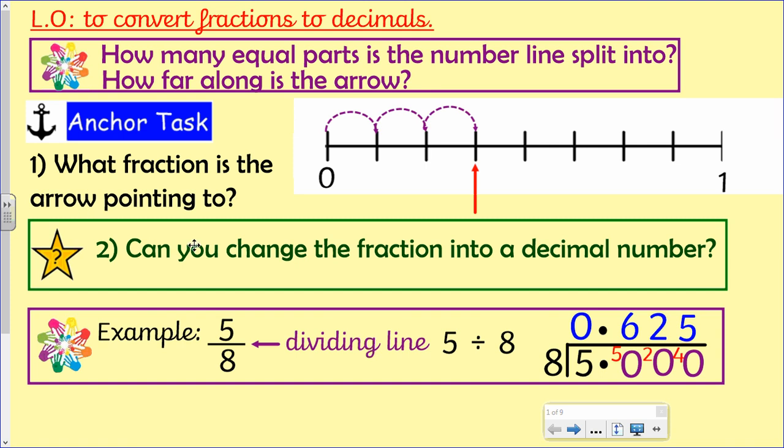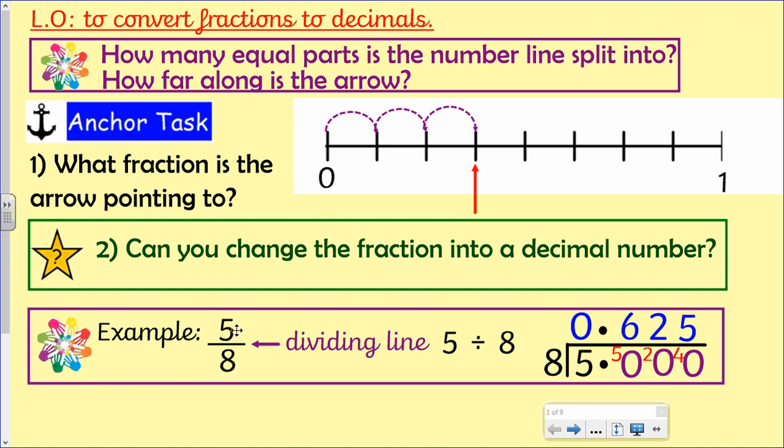The second bit, which I'd like you all to have a go at, is can you change the fraction into a decimal number? So on Friday, we used a method trying to make the fraction out of 10, 100 or 1,000. Now for the fraction we've got today, it's quite tricky to do that. There's too many steps involved. So what we're going to use is a short division method. And I've done you an example down here. This is not the answer to the anchor task.